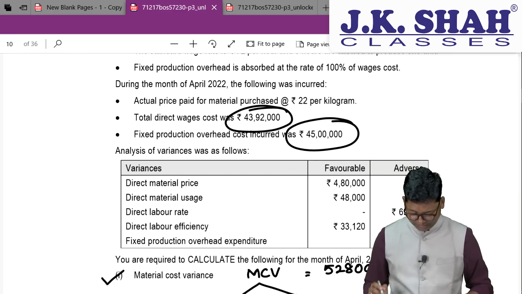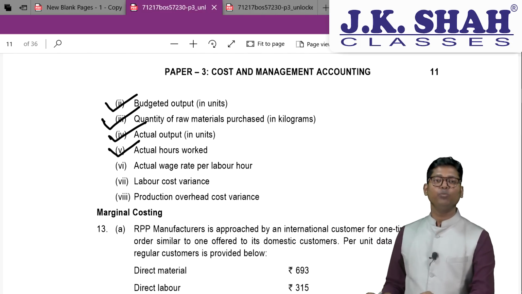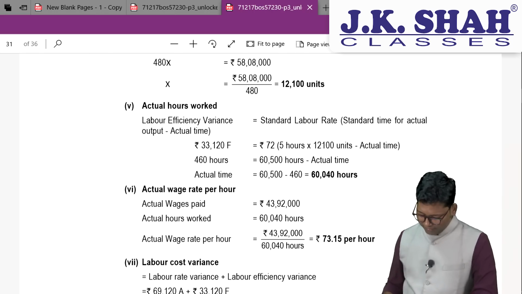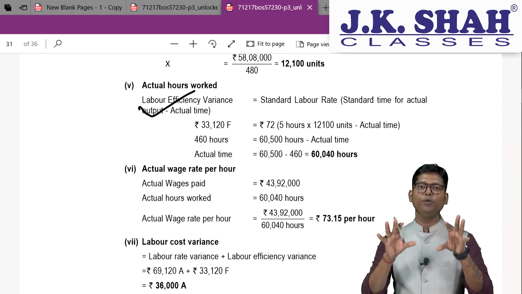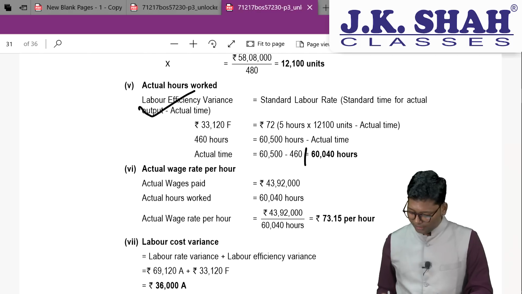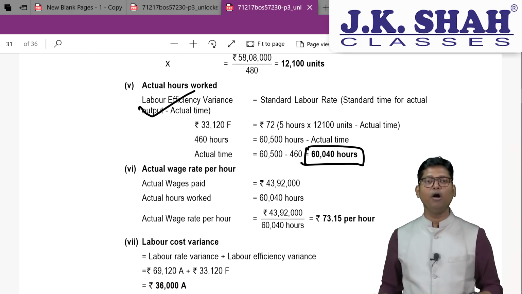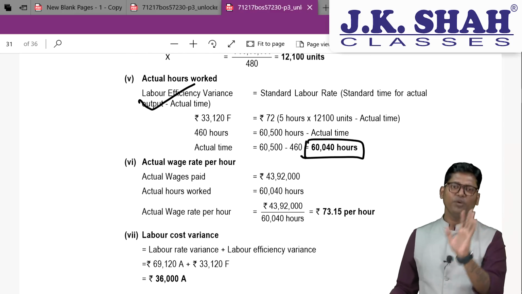If you read the next point of the question, it says calculate the actual hours worked. For the purpose of calculating actual hours worked, you should use the efficiency variance, substitute the figures available with us, and once these figures are substituted, you are going to get your hours, the standard hours worked. By preparing a table also you can solve this question.